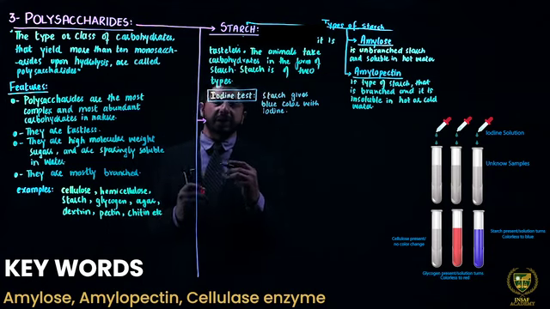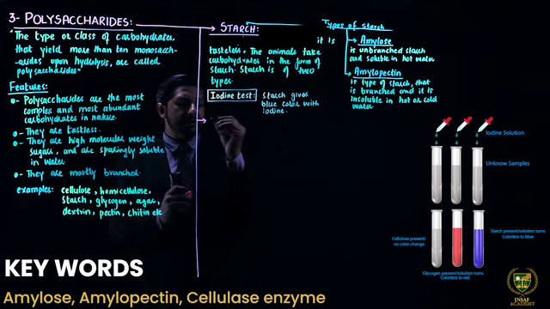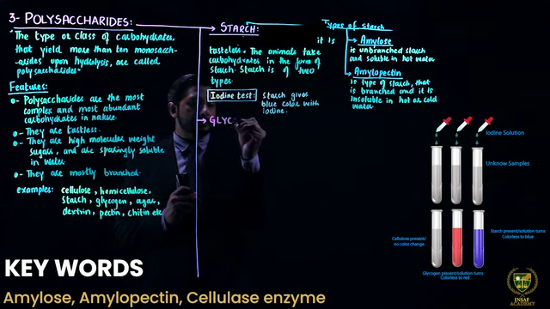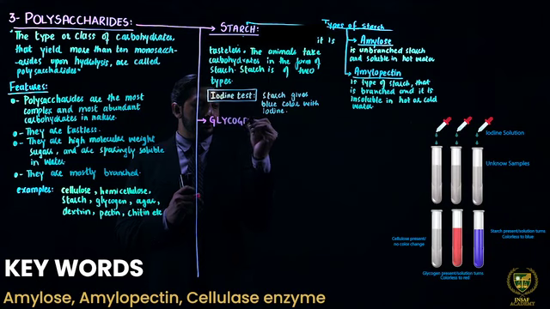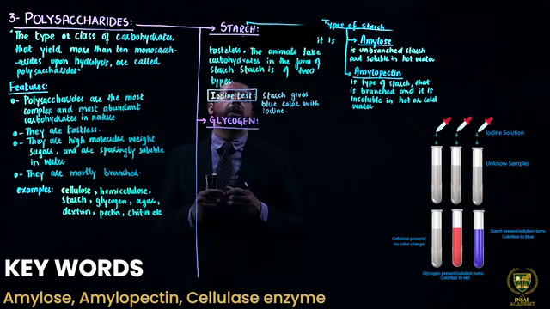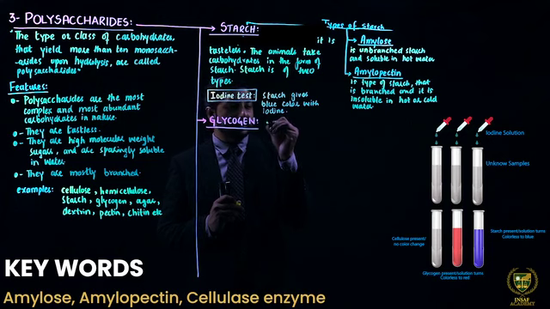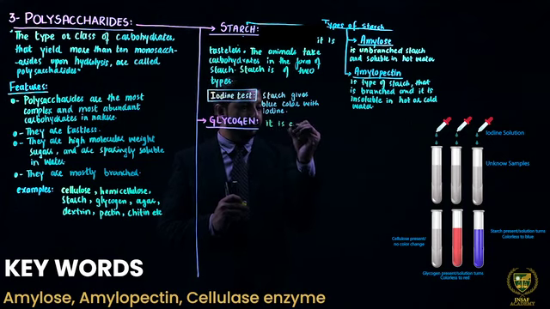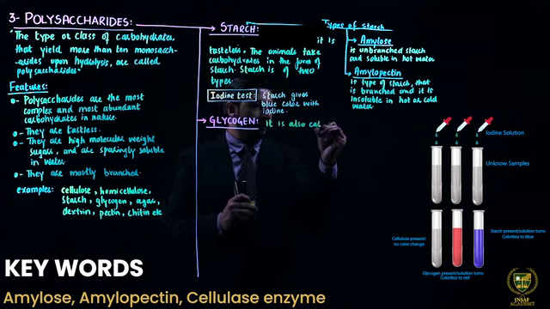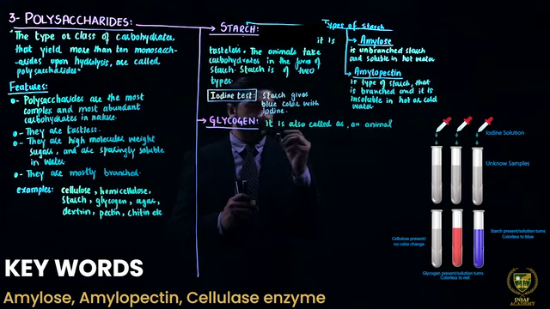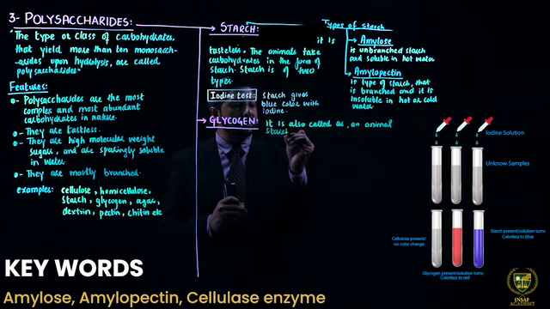The second type of polysaccharide which has been discussed in our book is glycogen. आपने इससे पहले इसका नाम सुन रखा है, glycogen. It is also called as an animal starch. इसको animal starch भी कहा जाता है.